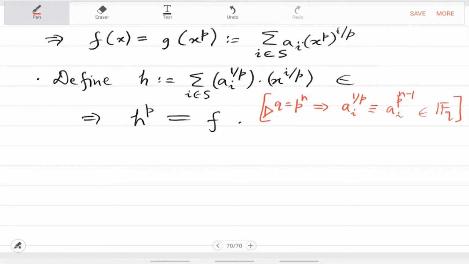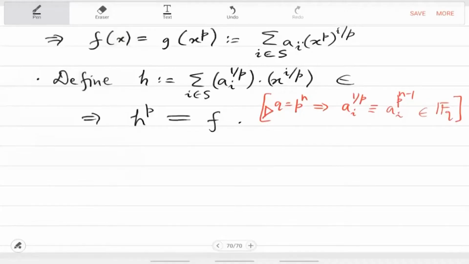Unique, a to the 1 by p. Yes. It is unique. So a to the 1 by p is a root of y to the p minus a, right? If it has a root, all of them are the same because of characteristic p. So that shows that h is actually in Fq[x]. Okay, so we have defined g and h as required.